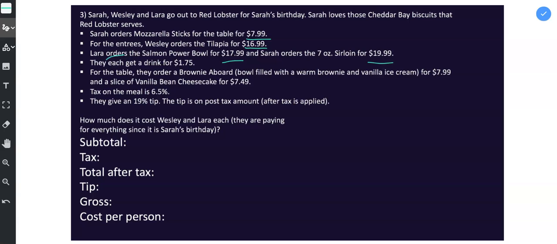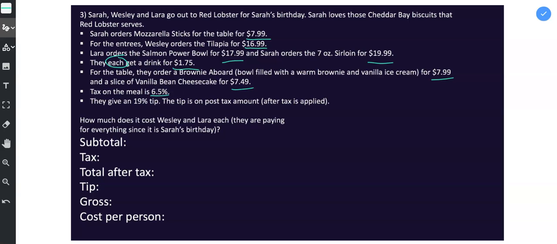They each, this is important, each get a drink for $1.75, so that's 3 drinks. For the table, they order a brownie board, a bowl filled with warm brownie and vanilla ice cream for $7.99, and a slice of vanilla bean cheesecake for $7.49.